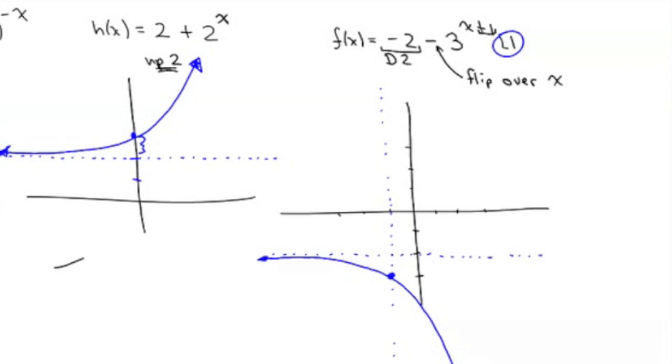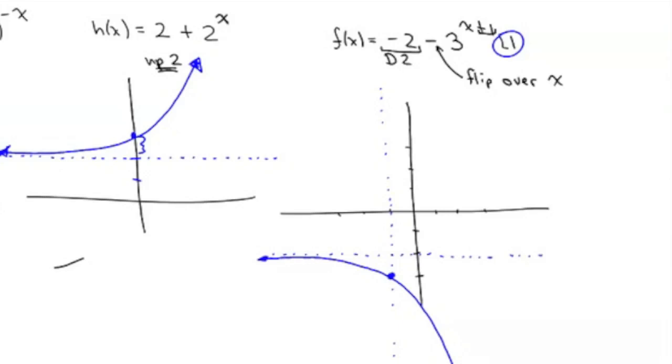Domain. Negative infinity, positive infinity. Range. From 0 with parentheses to infinity. Sorry. Range, no, it's not. It's 2. We're pushing it up 2 units, so it's 2 to infinity. Range. Negative 2. Negative 2 is not included. Negative infinity to negative 2.